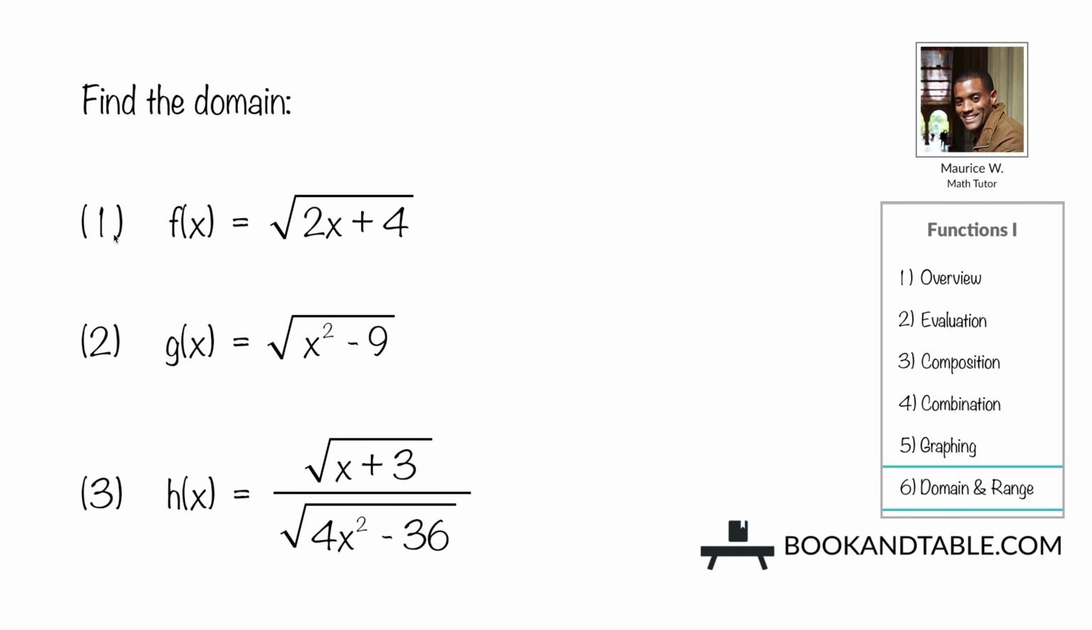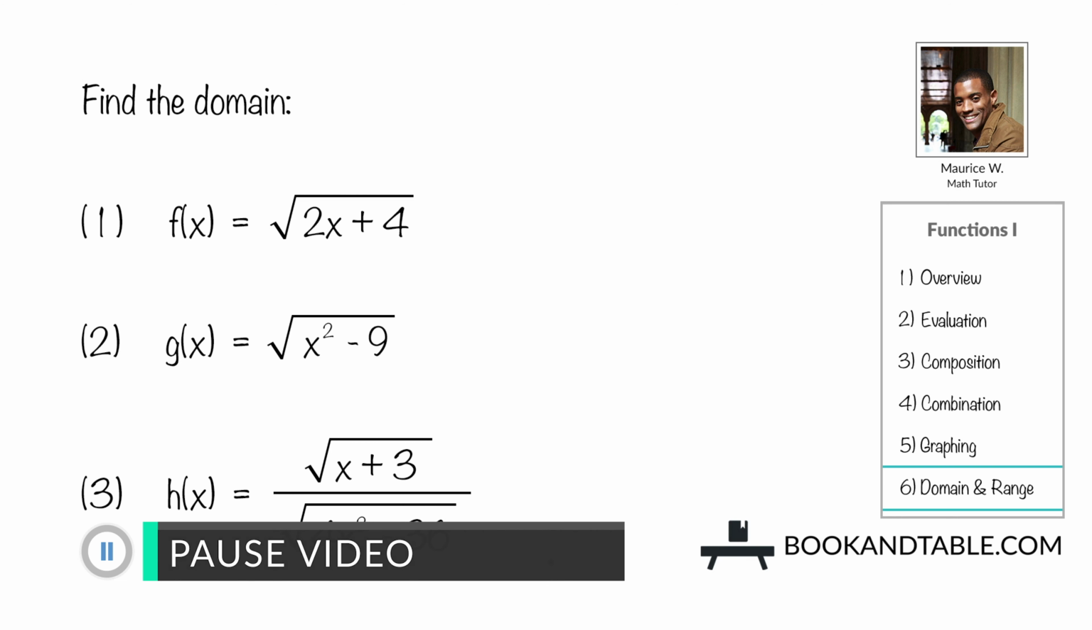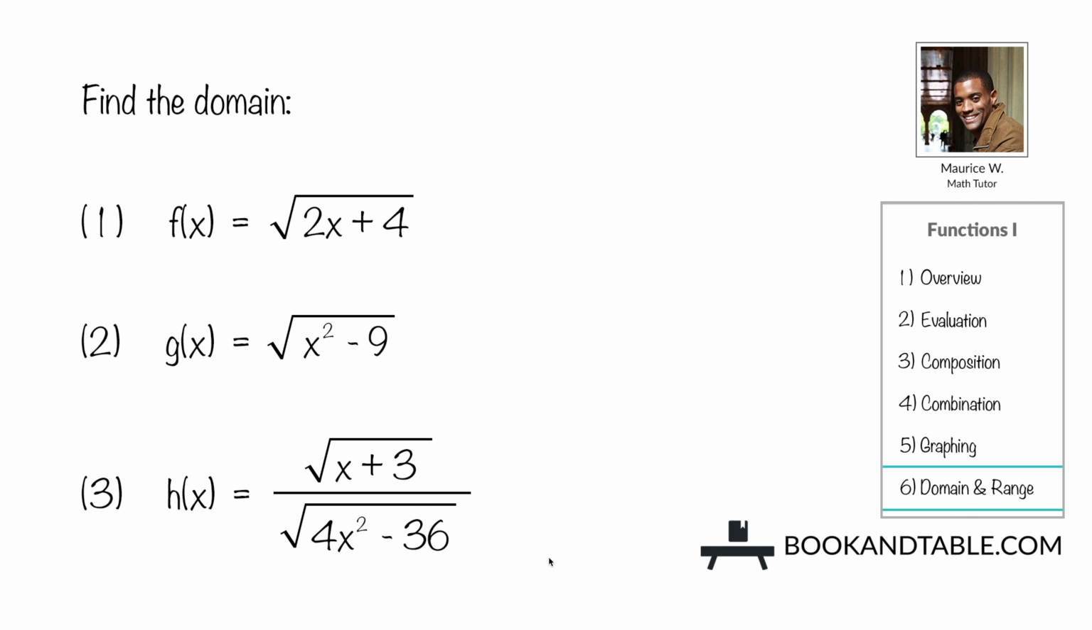Question number 1, find the domain of f of x, which is equal to the square root of 2x plus 4. Question number 2, find the domain of g of x, which is equal to the square root of x squared minus 9. And question number 3, find the domain of h of x, which is equal to the square root of x plus 3 divided by the square root of 4x squared minus 36. Pause the video, answer these questions, and then press play when you are ready to begin.